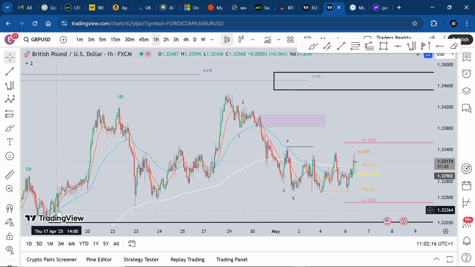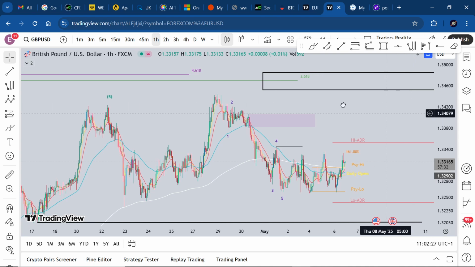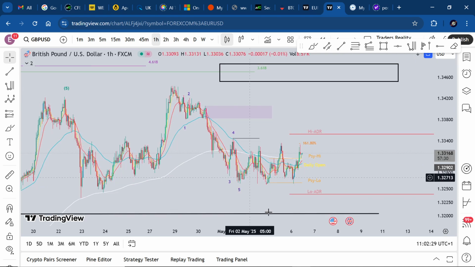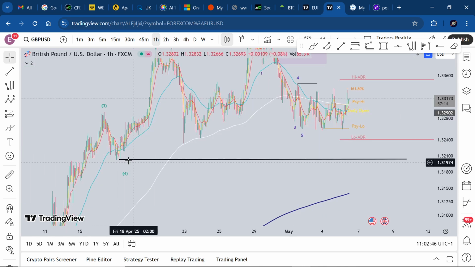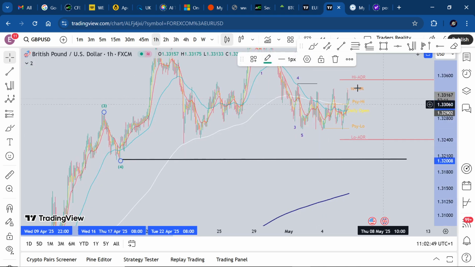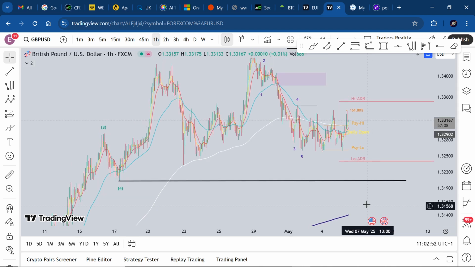Okay, we got 1, 2, 3, 4, and a 5. Then this could be A, B, C. This can turn into a D, E triangle, or it could be an A, B, C running flat, or it could literally just be A, B, and C is not finished yet, and then we distribute, get another low, and continue higher. In which case, we will observe the black line, the prior fourth wave. If we do break that black line, I'll be looking for a retracement, then sell it back down.